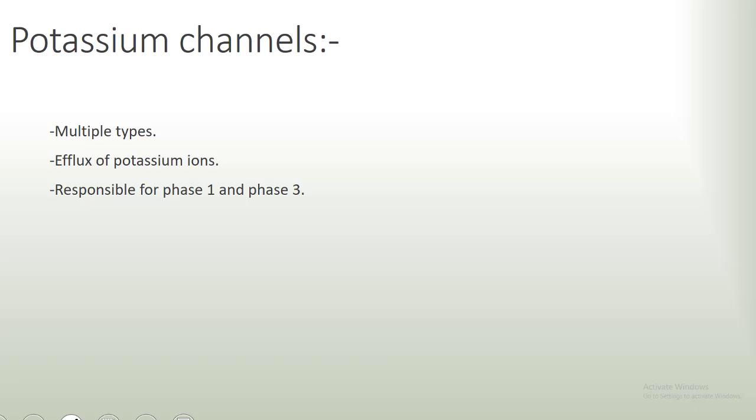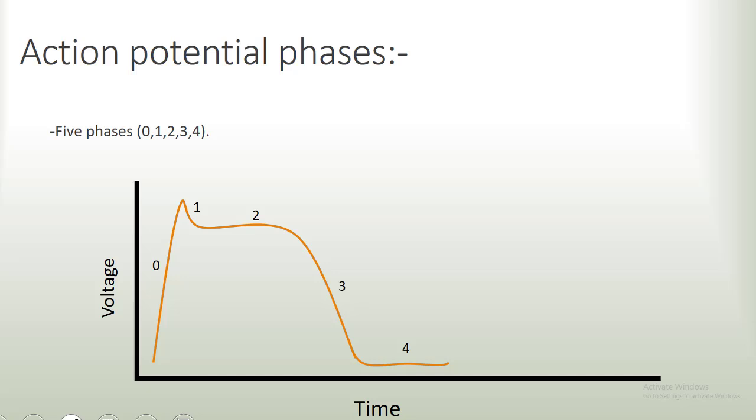Potassium channels, there are multiple types. They're responsible for efflux of potassium ions. Efflux just means the movement of ions from the inside to the outside of the cell. Potassium channels are involved in multiple phases of the action potential, but mainly are responsible for phase 1 and phase 3. The myocyte action potential is composed of 5 phases that are numbered 0 to 4.